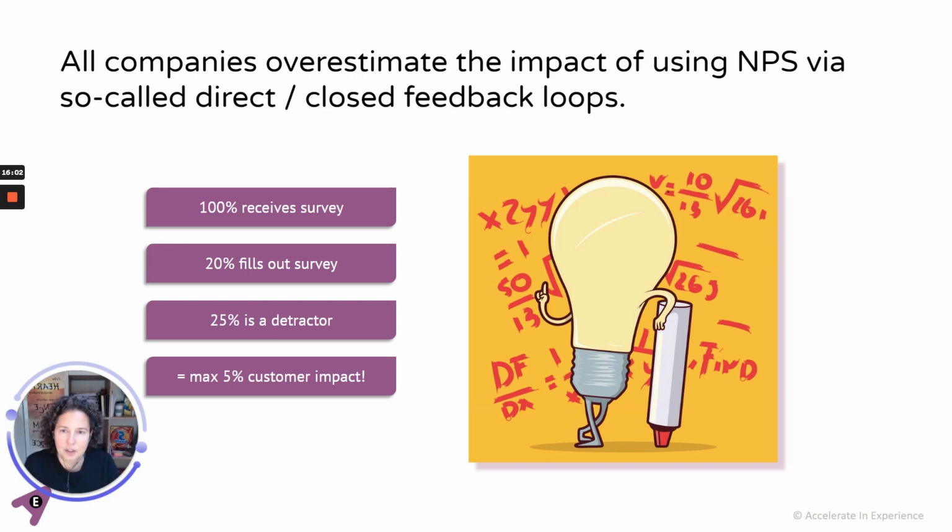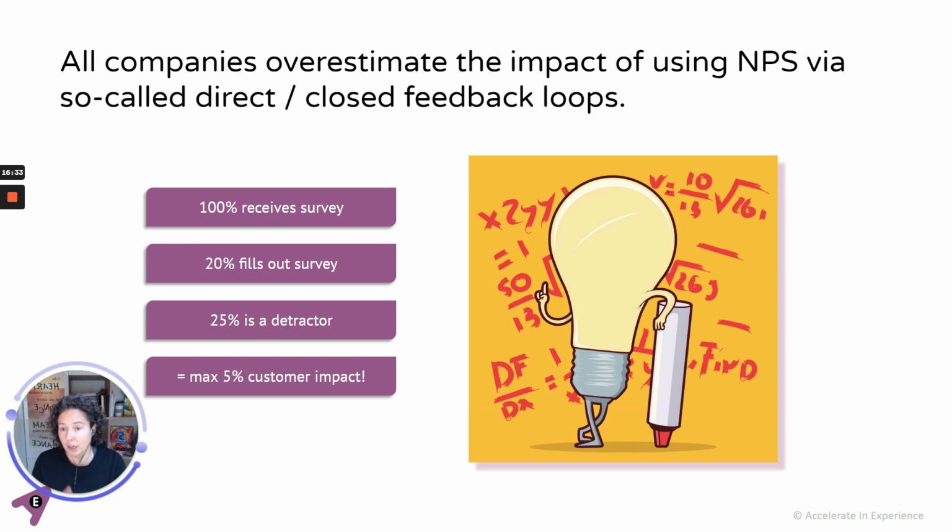Then another element. A lot of organizations also talk about something called a direct feedback loop or a closed feedback loop. Meaning we send out a survey, people fill in the survey, and if there, for example, is a score of 6 or lower, we reach out and contact those customers to see how we can increase the Net Promoter Score. Direct feedback. And what happens is that a lot of organizations completely overestimate the impact of doing a direct feedback loop.